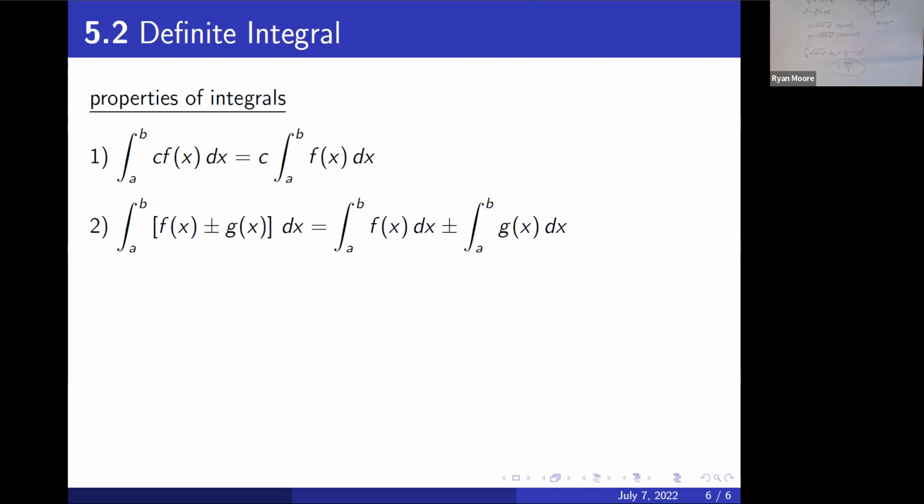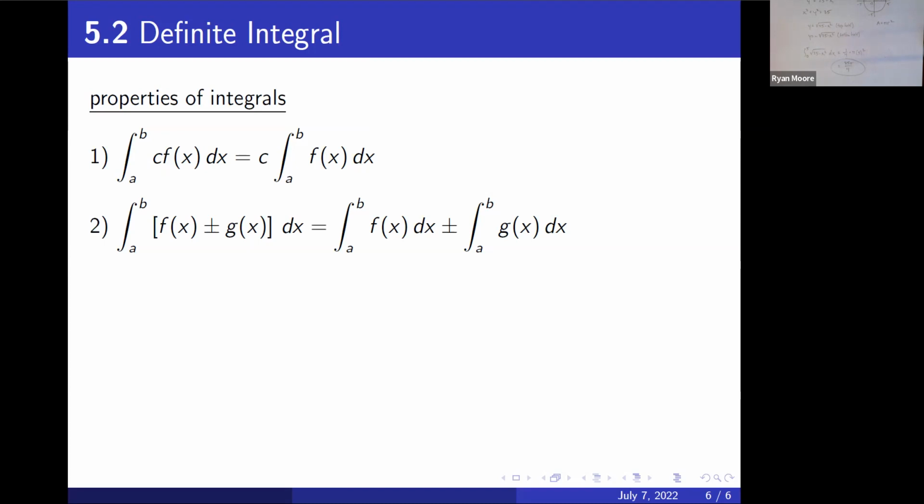Property number 2, what if we're adding or subtracting two functions? So we've got the definite integral from a to b, f of x plus or minus g of x dx. Well, it would be perfectly fine to perform the integral for each of those functions separately. Again, very much like a derivative. Actually, really where this comes from is that's what you would do with a limit. So if that's what you would do with a limit, then you can do it for an integral as well.